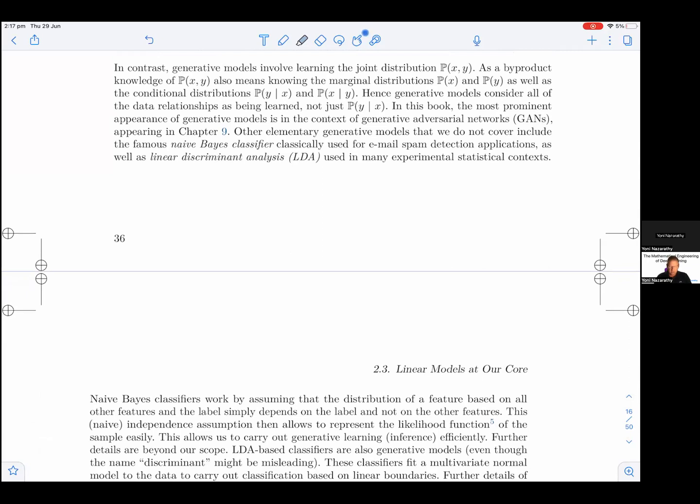Knowledge of P(x,y) also means knowing the marginal distributions P(x) and P(y), as well as the conditional distributions P(y given x) and P(x given y). Hence, generative models consider all of the data relationships as being learned, not just P(y given x). In this book, the most prominent appearance of generative models is in the context of generative adversarial networks, GANs, appearing in Chapter 8, and other elementary generative models that we do not cover include the famous naive-Bayes classifier, classically used for email spam detection applications, as well as linear discriminant analysis, LDA, used in many experimental statistical contexts.